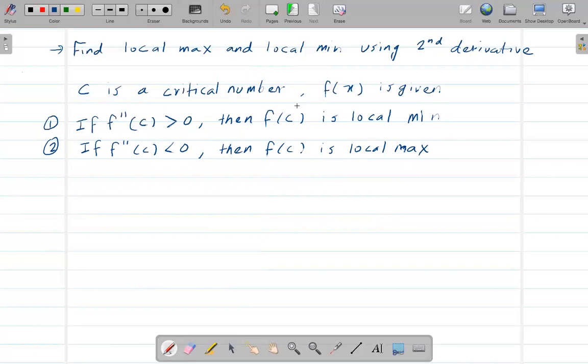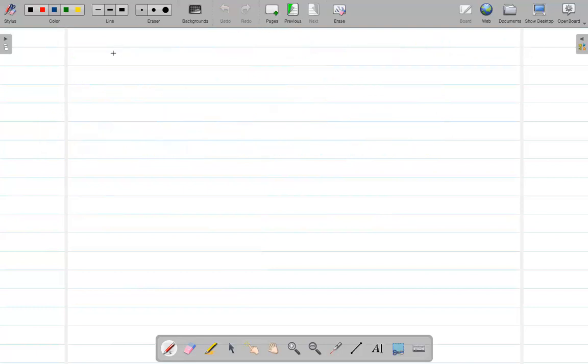So using this fact, now let's find the local maximum and local minimum of this function, x to the power 3 minus 9x squared plus 24x. Okay, now we need to find the local maximum and local minimum.